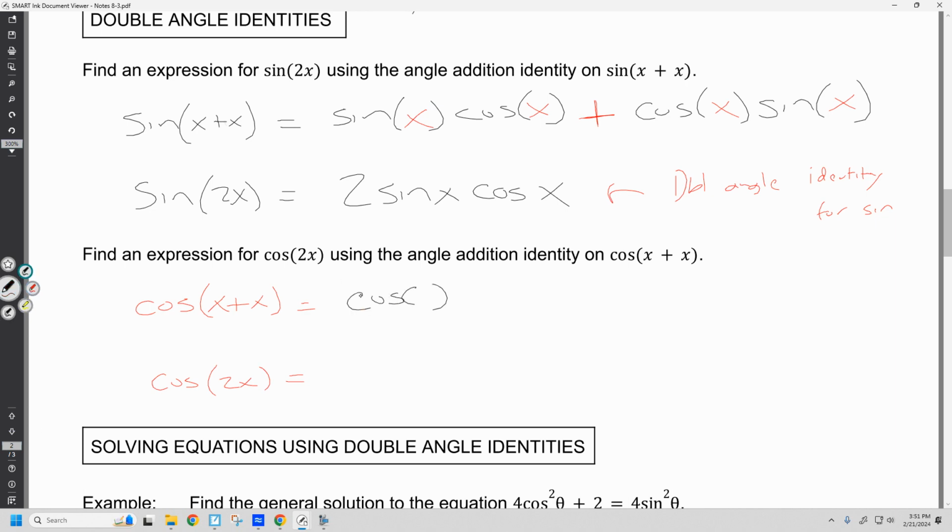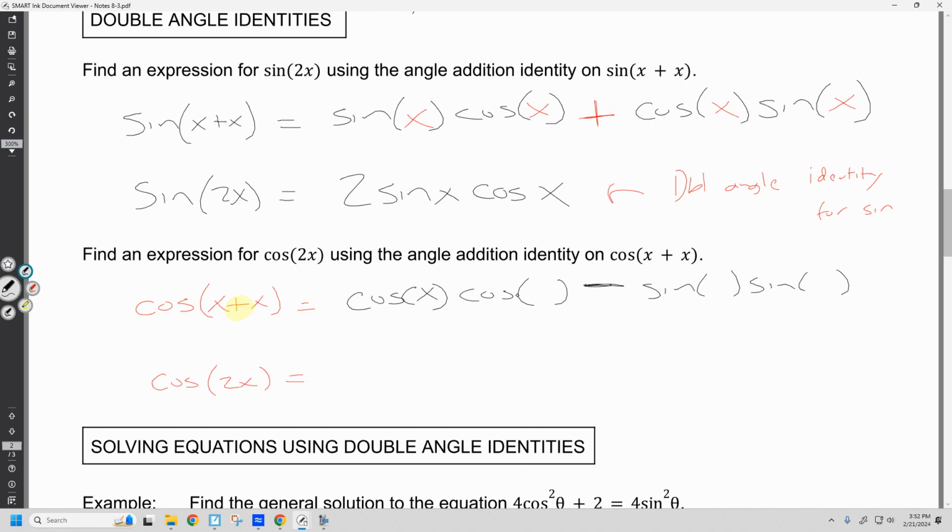Cosine, cosine, sine, sine. Sine, cosine, cosine, sine, cosine, cosine, sine, sine. Flip the symbol with cosine, keep the symbol with sine.